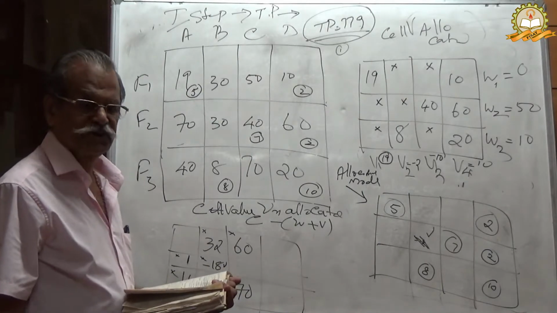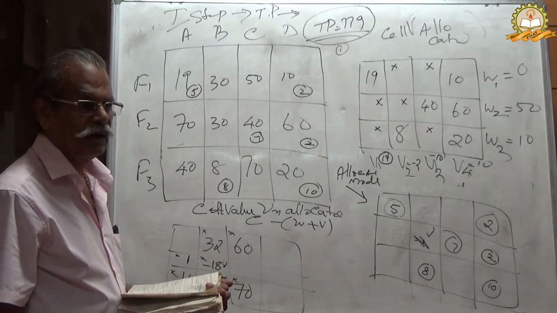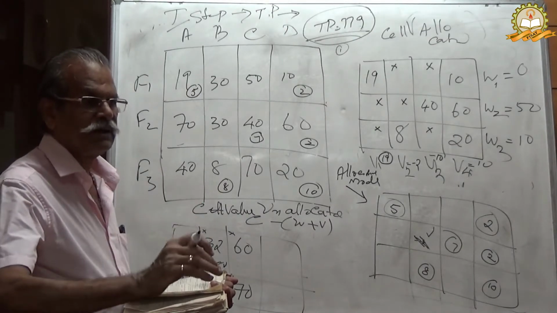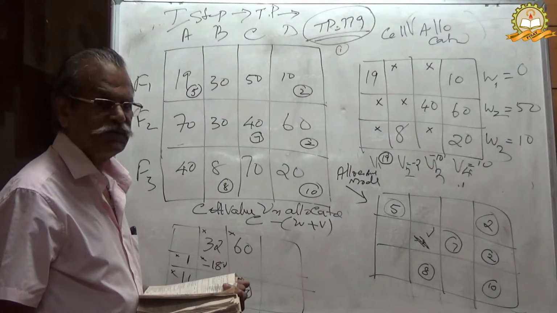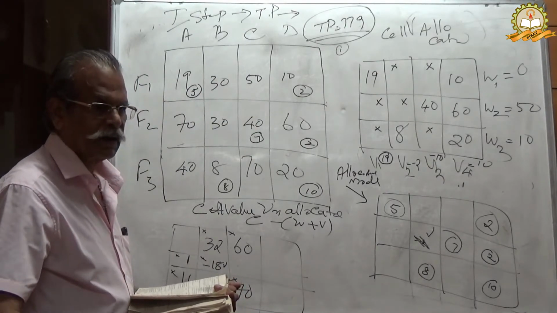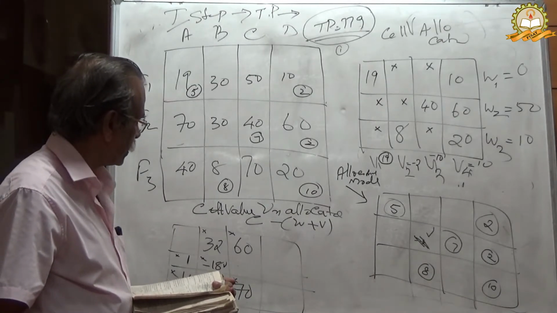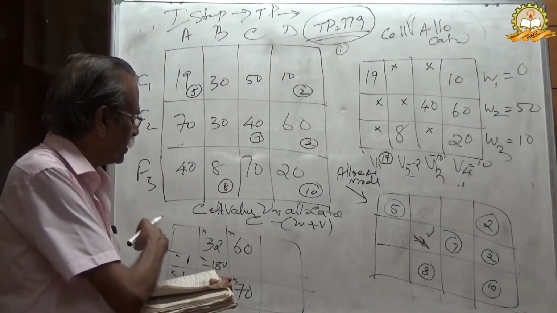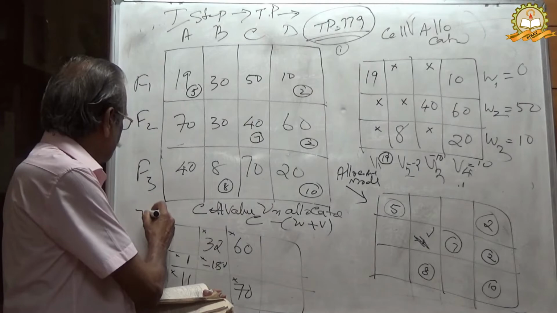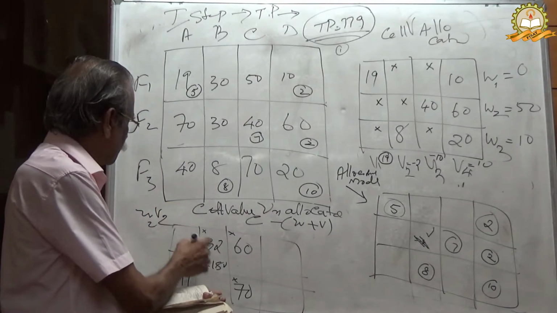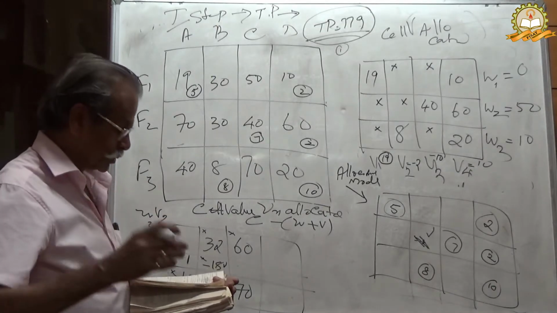Then specify the negative cell, here bracket negative 18. The cell will be U2V2. This is the cell U2V2, the negative cell U2V2. Specify that alone.